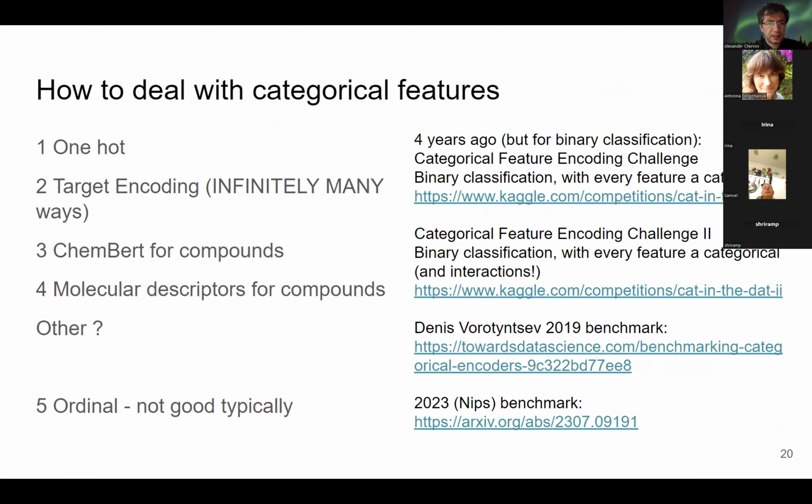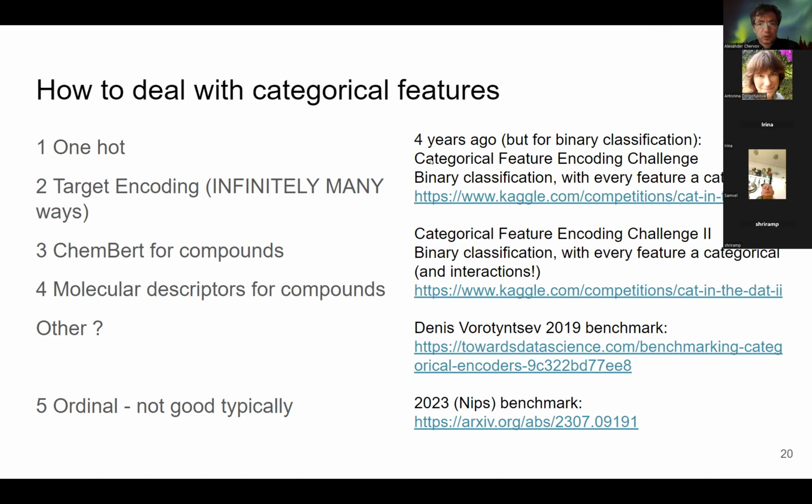Okay, so now let's go into more details of the data science approaches. We have categorical features. How do we encode them? The simplest way is one-hot encoding. The more sophisticated way is target encoding. We can also use ChemBERT shared by Alexey Trepetsky, and we can use molecular descriptors for the compounds, which Antonina, I hope, will present to us today. And it can be, for example, ordinal encoders.